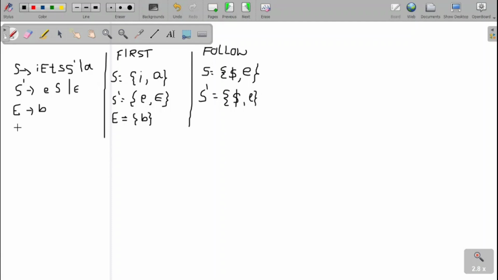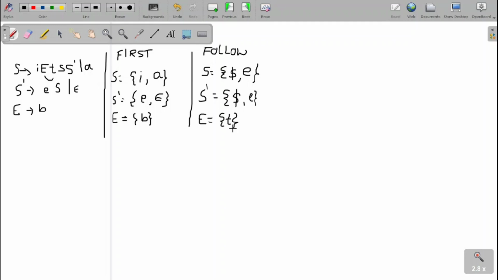Then the follow of E. So for follow of E, search for E on the right side. Where is E? Here. What is next to it? You have to take the first of it. It is a T. So the follow of E is T. Fine. I hope it is clear.